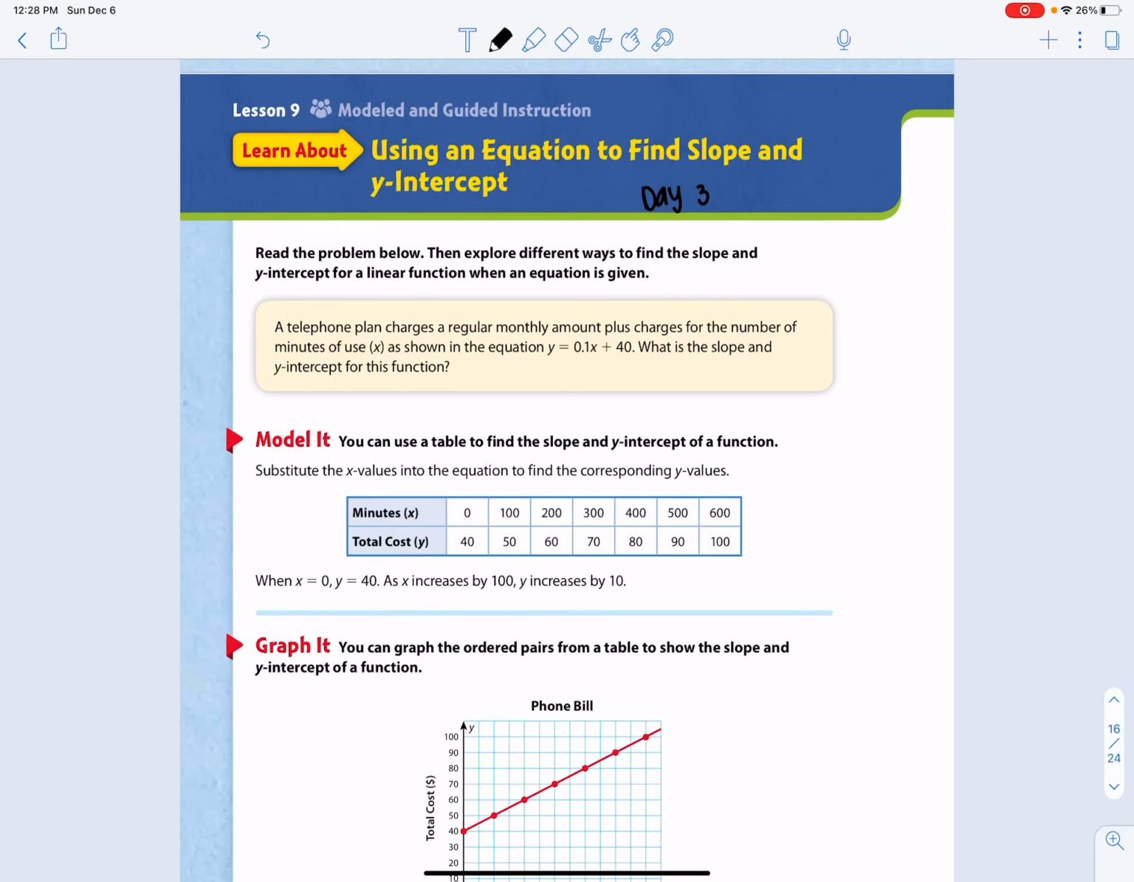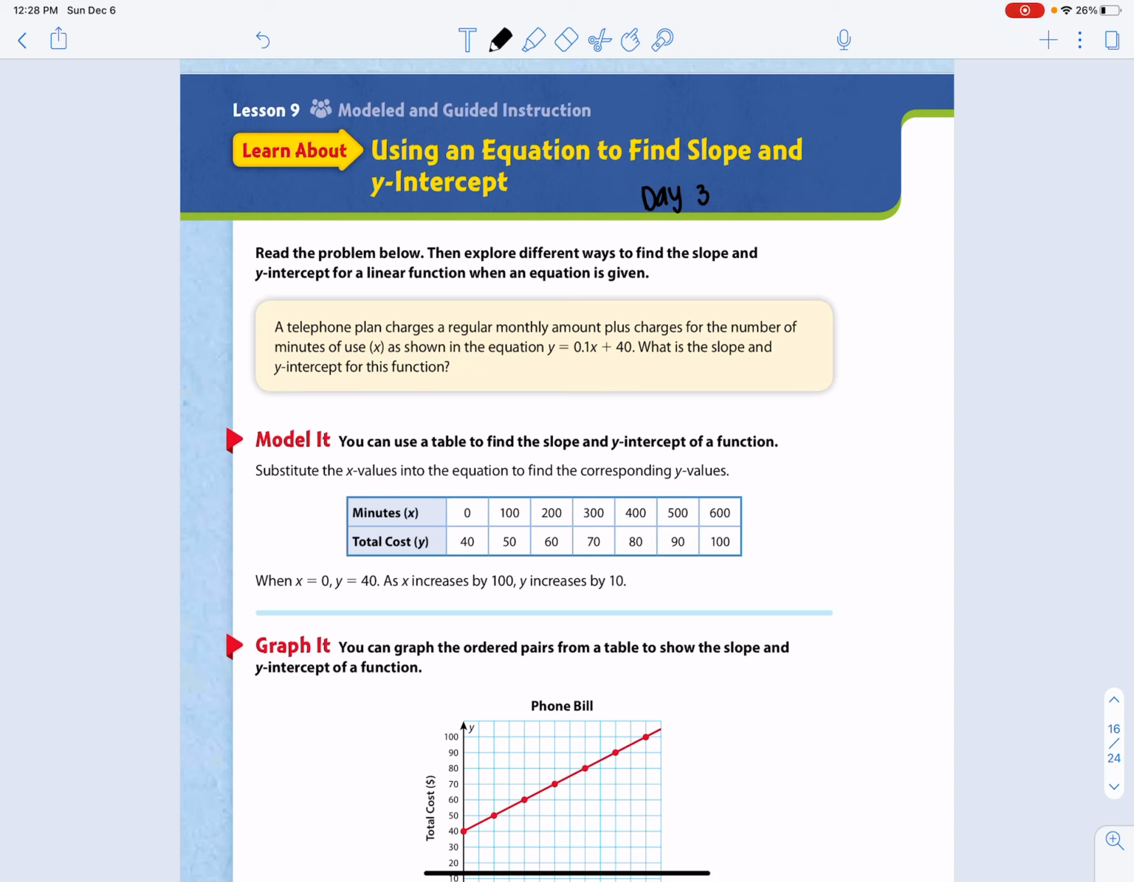Lesson 9, day 3, using an equation to find slope and y-intercept. Read the problem below, then explore different ways to find the slope and y-intercept for a linear function when an equation is given. A telephone plan charges a regular monthly amount plus charges for the number of minutes of use, x, as shown in the equation y equals 0.1x plus 40.